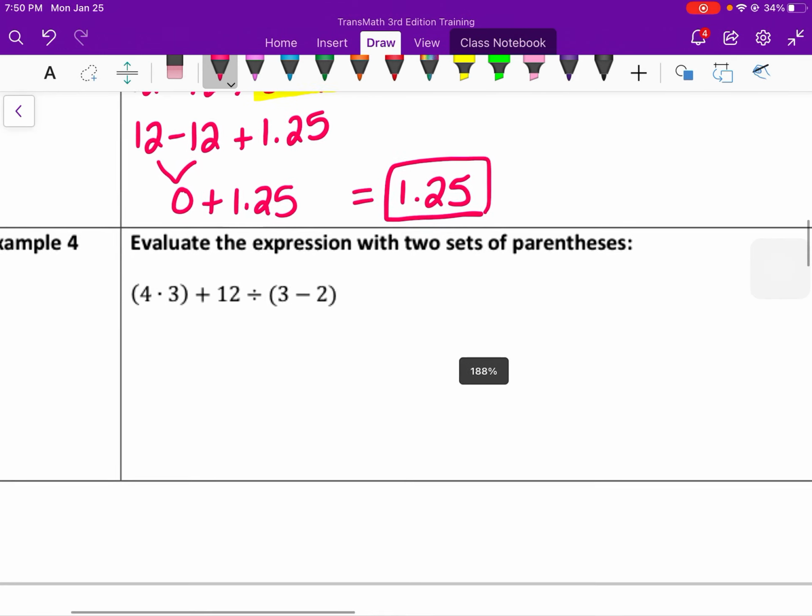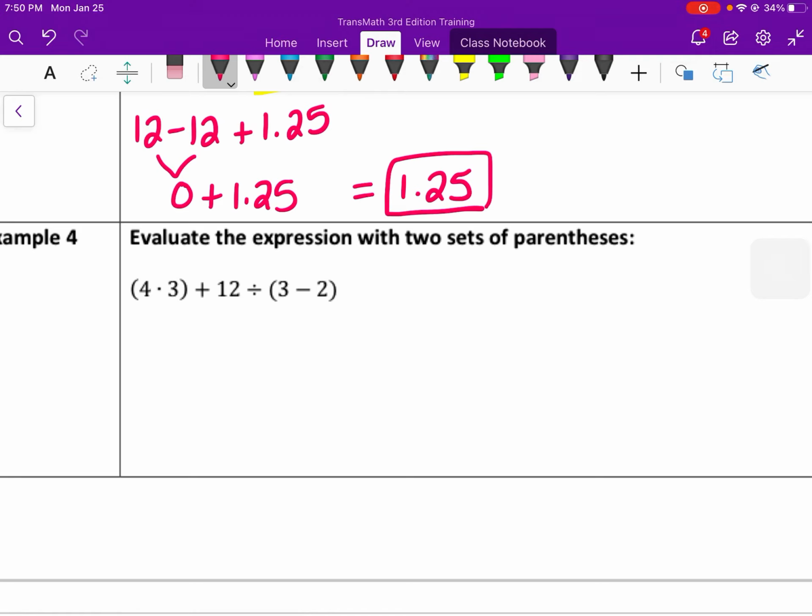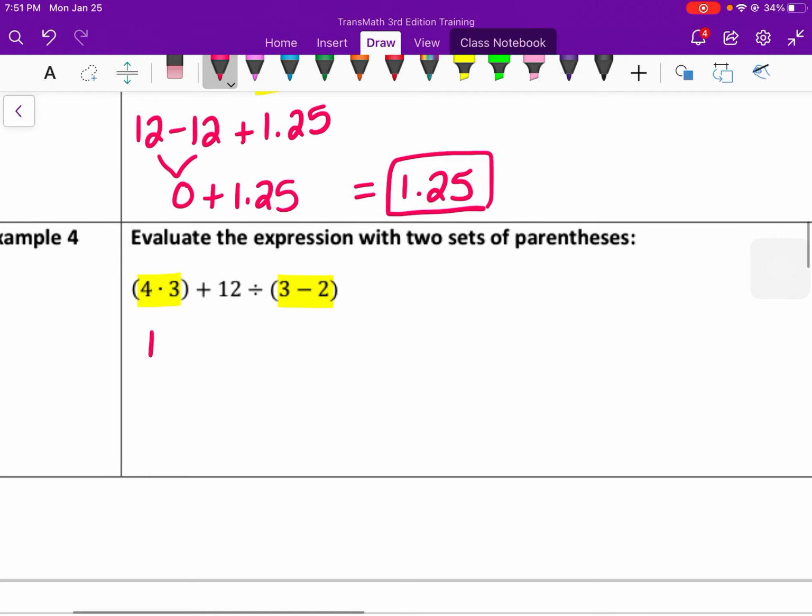All right, let's try this one. We'll evaluate the expression with 2 sets of parentheses. So first, anything in the parentheses. So 4 times 3 and 3 minus 2. So 4 times 3 is 12. Once we evaluate what's in the parentheses, you no longer need the parentheses. Plus 12 divided by, and then in this parenthesis, 3 minus 2 is 1. Now in what we have left, division comes before addition, so we would do 12 divided by 1 first, and 12 divided by 1 is 12, and then we do the addition last. 12 plus 12 is 24.